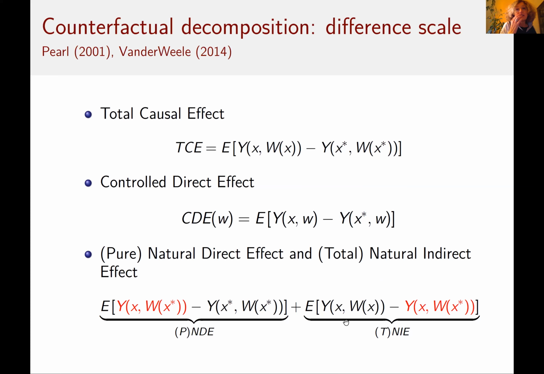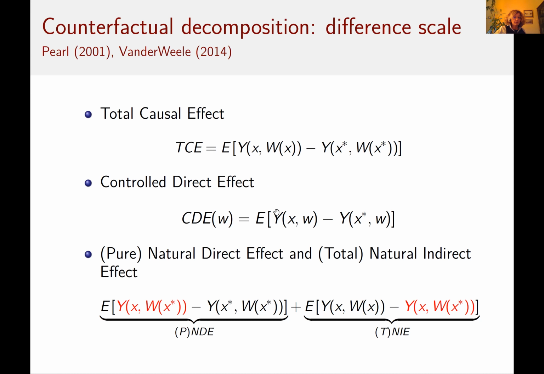So the very well-known counterfactual decomposition was introduced by Robins and Greenland in 1992, and later formalized by Pearl, and several authors since then have worked on this. The total causal effect is the difference in expected value of the potential outcome of Y when X is set to X, compared to the same when X is X star.